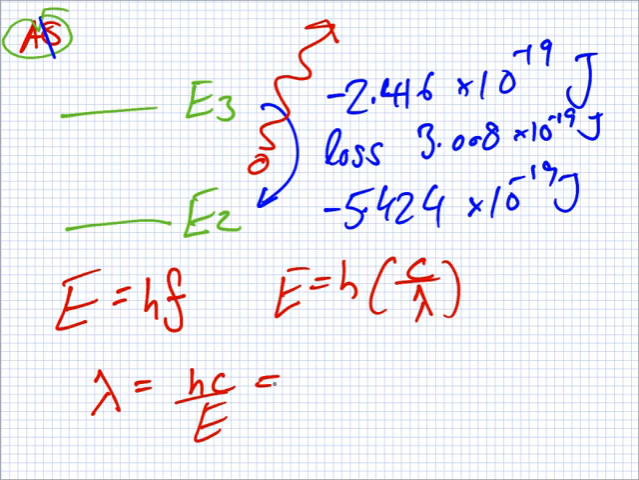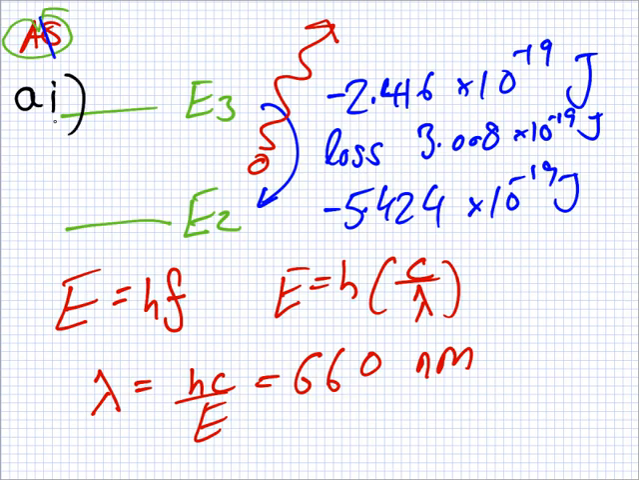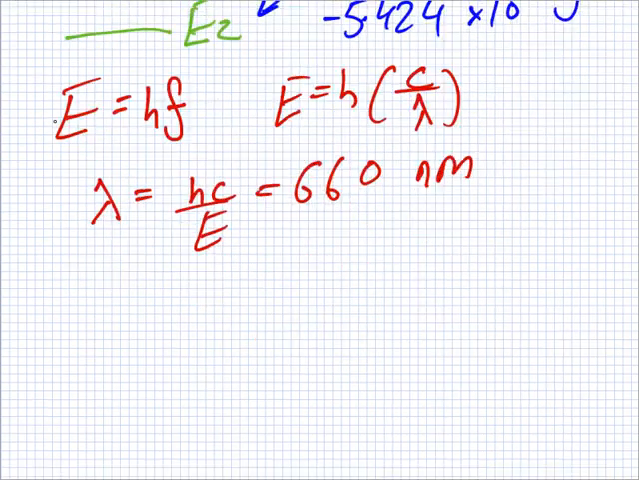We'll see if you're right. What did you get? 0.66. Oh, give it to me in nanometers. 660 nanometers is what I got. And when I check, that is correct. Yes. Okay, so that's part A, part 1. Continue with A part 2.